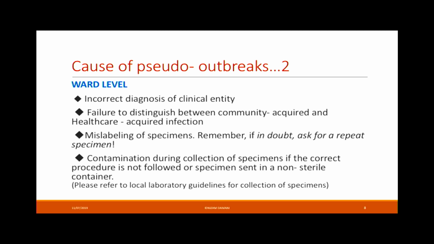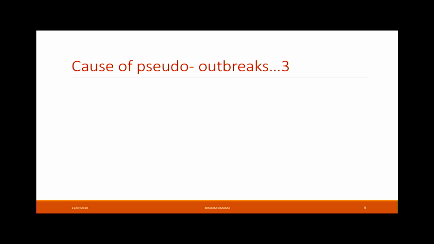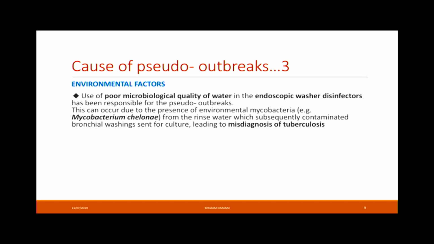And again, the contamination of a specimen, if the correct procedure is not followed, actually happens very frequently in the laboratory, especially when you get new staff and people are not trained. The environmental factors include poor microbial quality of water, and there are documented outbreaks of tuberculosis from the decontamination of the AER machine, the endoscopic cleaning machine. And if we don't clean it, this is the reason we test water on a regular basis.